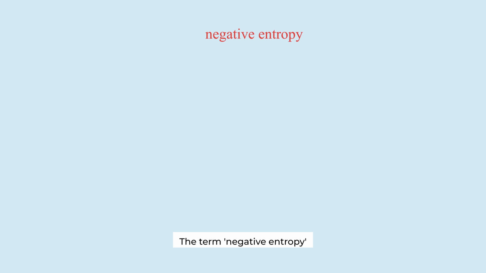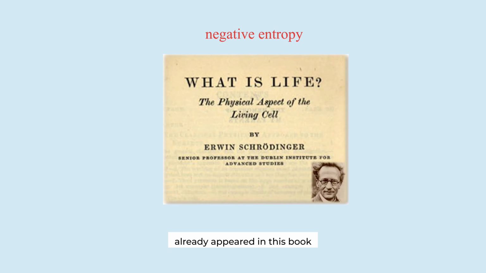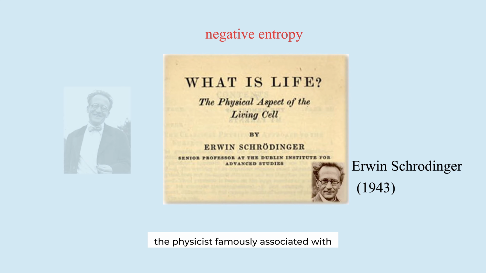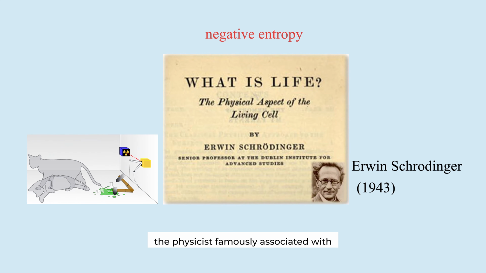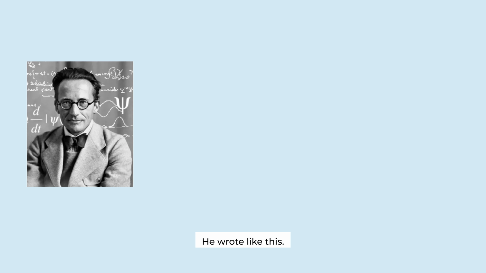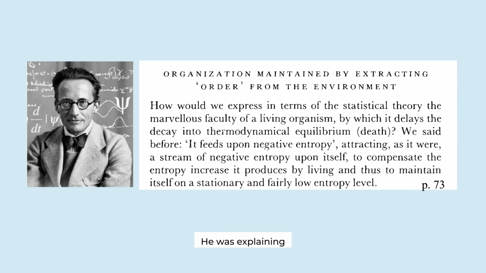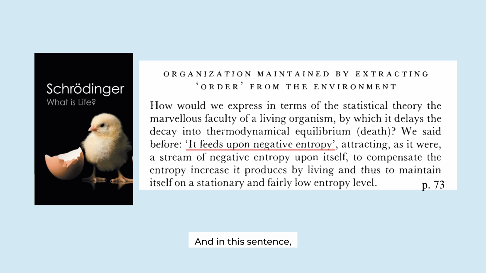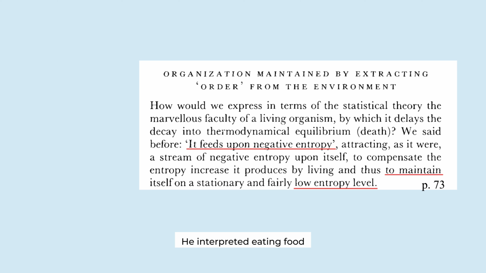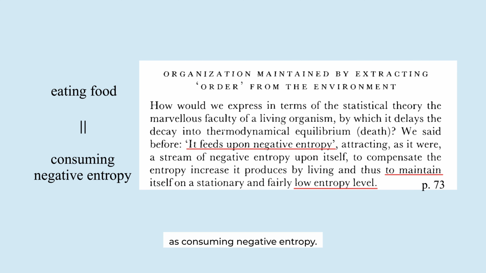The term negative entropy already appeared in this book, published in 1943. The title was What is Life? The author was Erwin Schrodinger, the physicist famously associated with Schrodinger's cat. He wrote like this. He was explaining what life is, and in this sentence, it refers to living organism. He said that living organism feeds on negative entropy in order to maintain their low entropy level. He interpreted eating food as consuming negative entropy. Quite a unique perspective, isn't it?